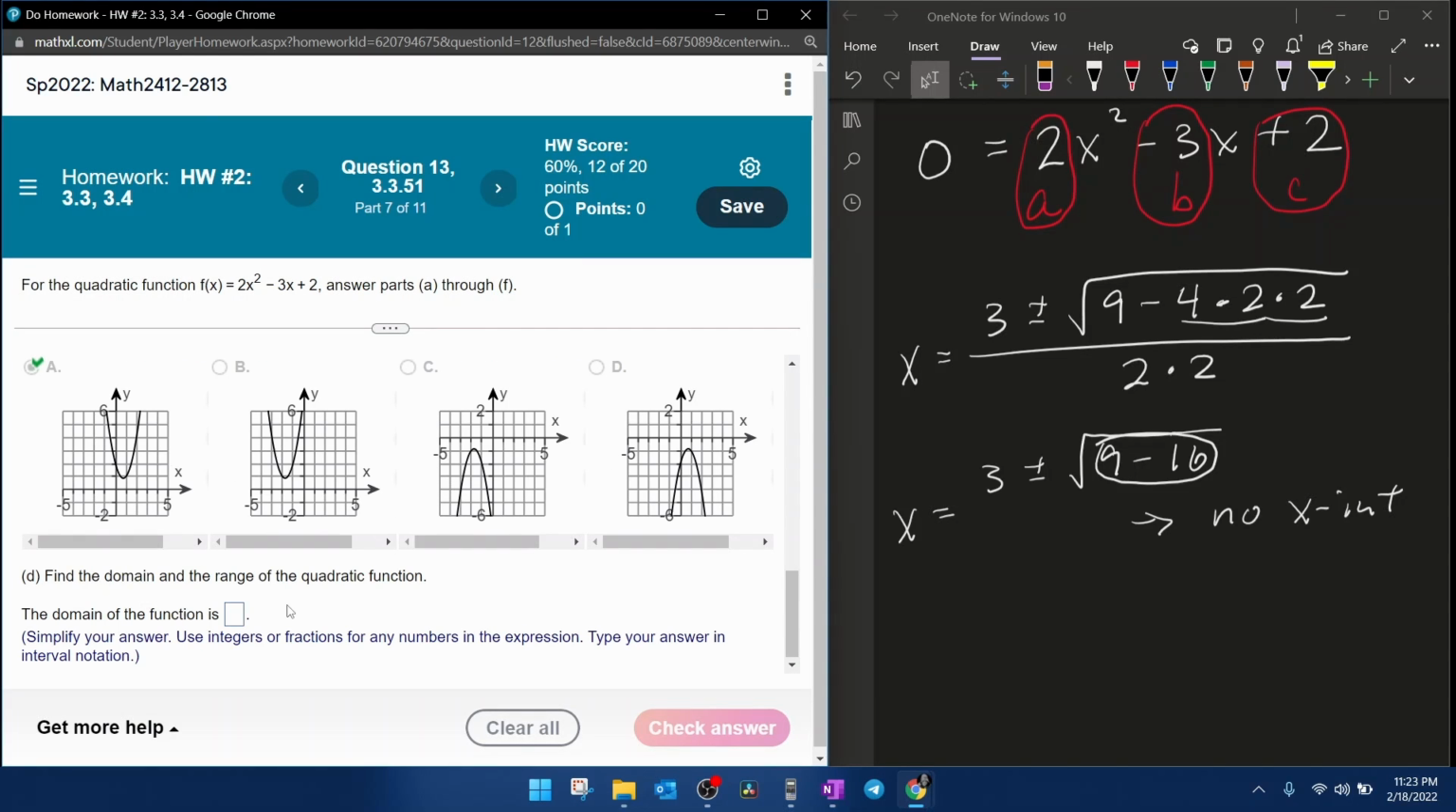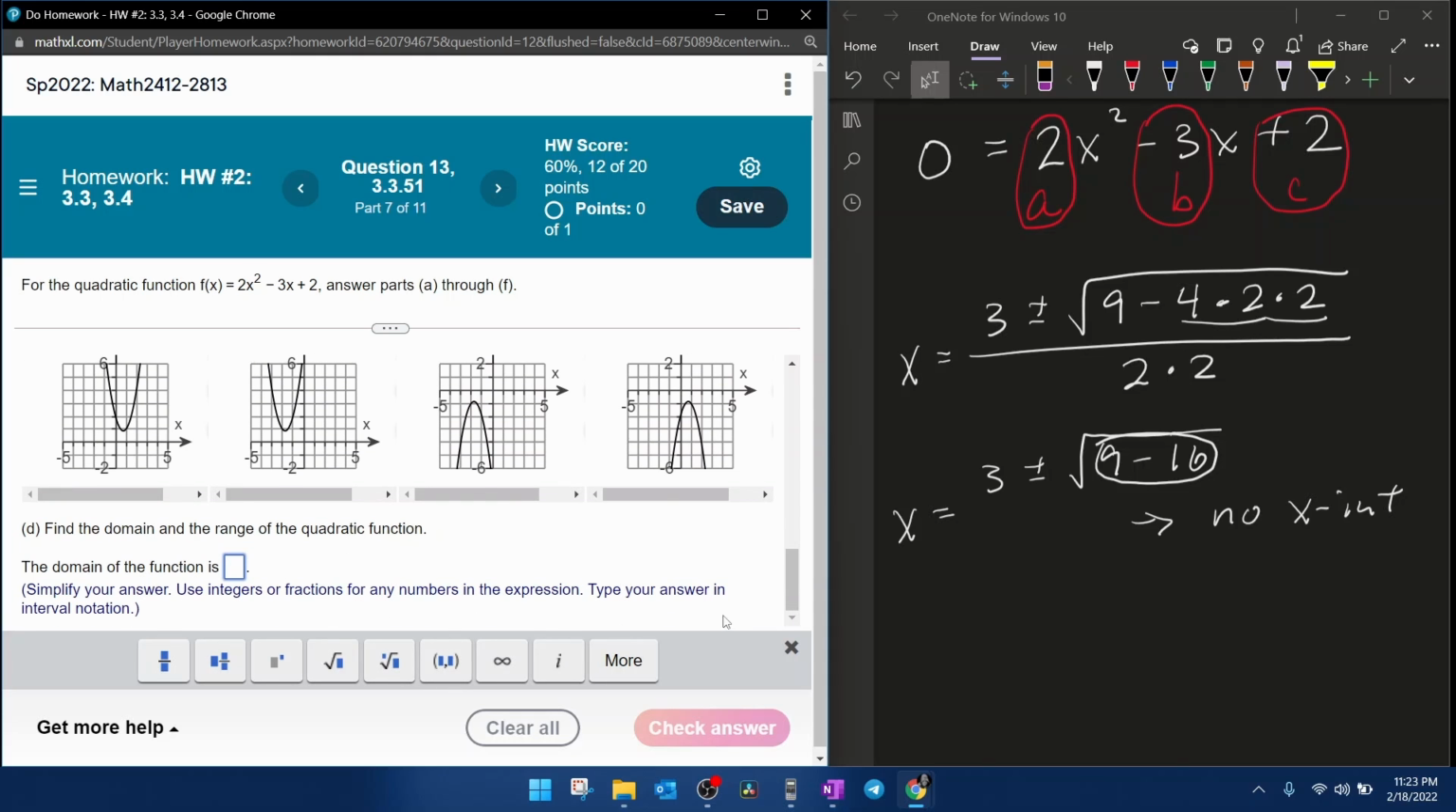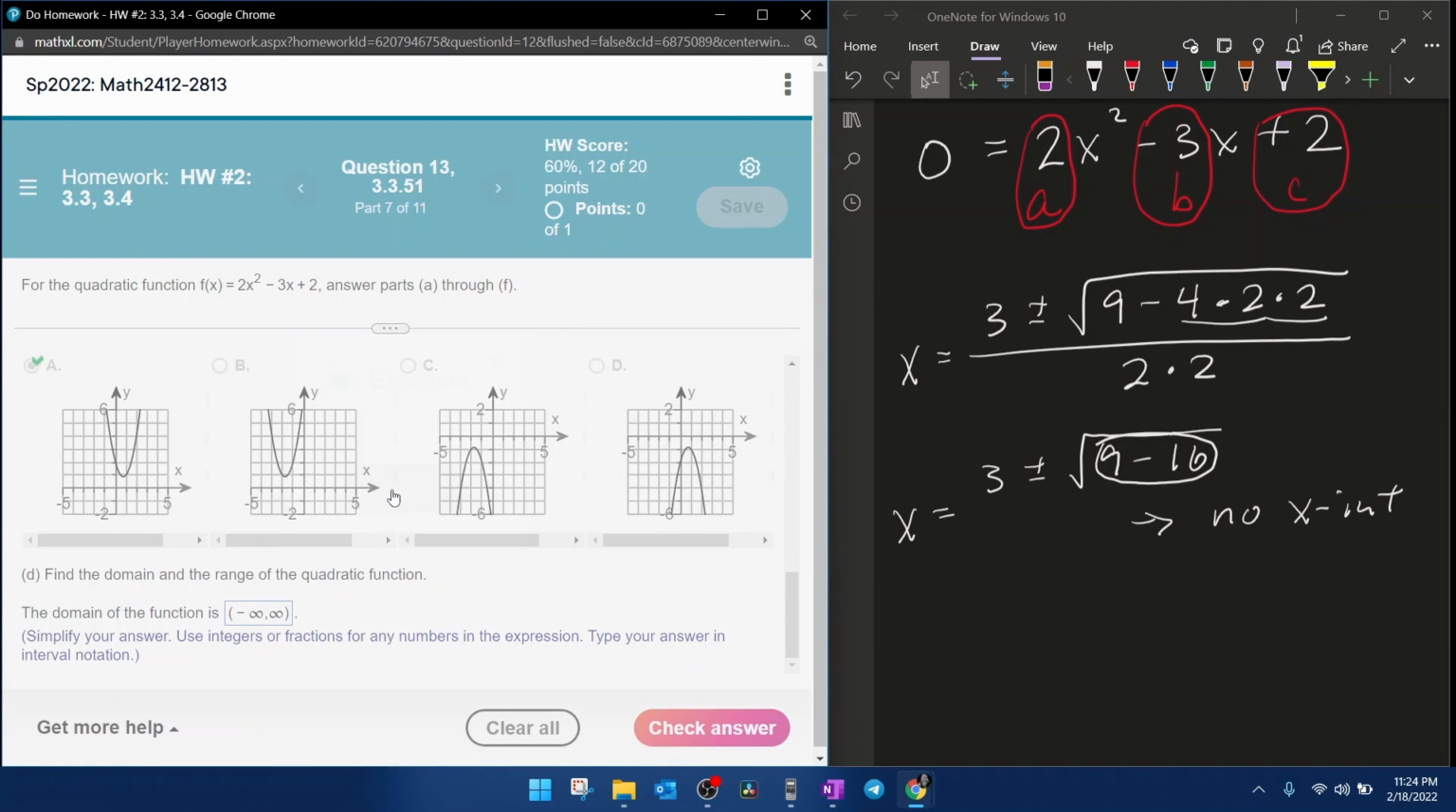Part D, find the domain and the range. Now they do want the domain in interval notation. I'm going to use the ordered pair tool. Even though the domain is not an ordered pair, it is the interval from negative infinity to infinity, because the domain of every quadratic, well, and in general, the domain of every polynomial function is always all real numbers, which is negative infinity to infinity.